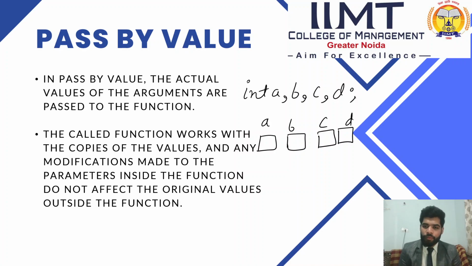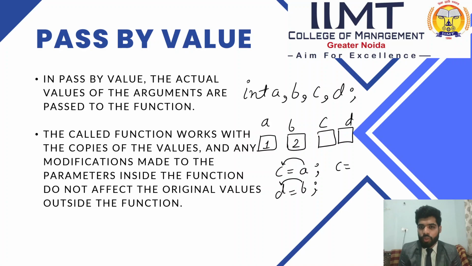For example, we are storing 1 and 2 in a and b. Now I write c equals a and d equals b. What does it mean? This is the assignment operator. It means transfer the value of a to c, and transfer the value of b into d.